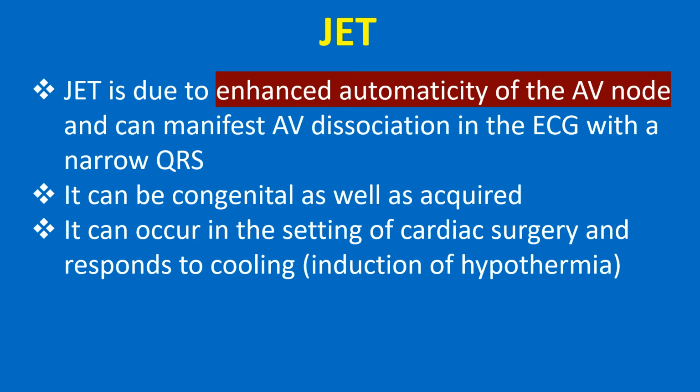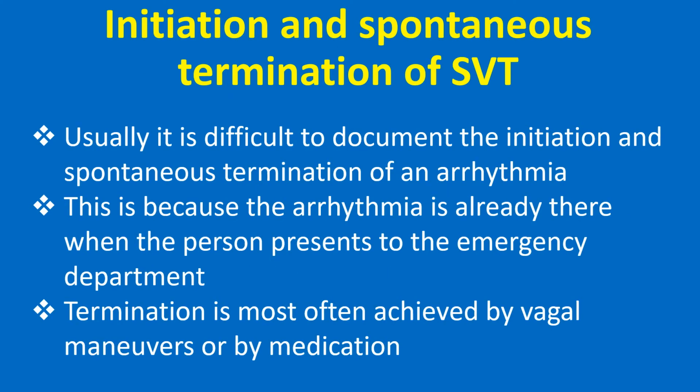Junctional ectopic tachycardia is due to enhanced automaticity of the AV node and can manifest AV dissociation in the ECG with a narrow QRS. It can be congenital as well as acquired. It can occur in the setting of cardiac surgery and response to cooling, that is induction of hypothermia.